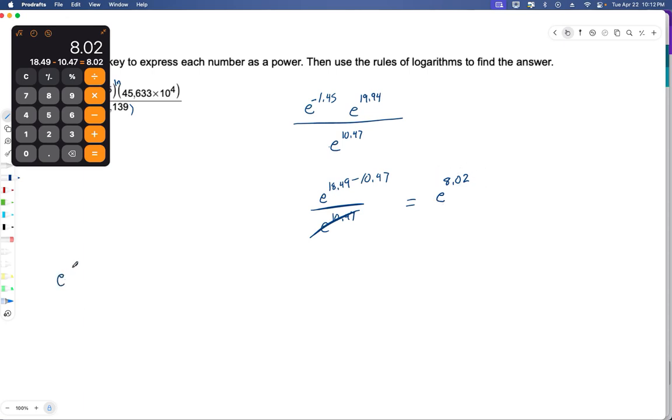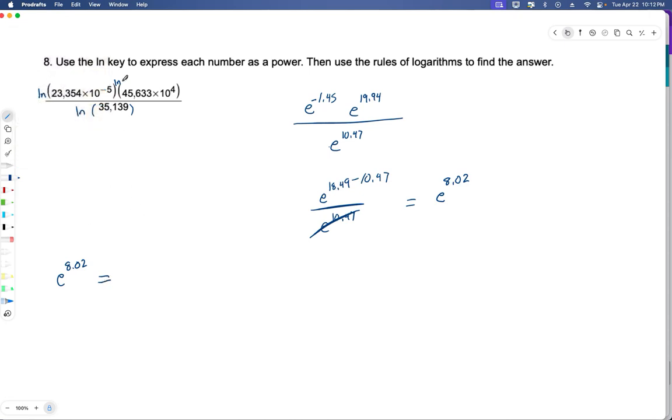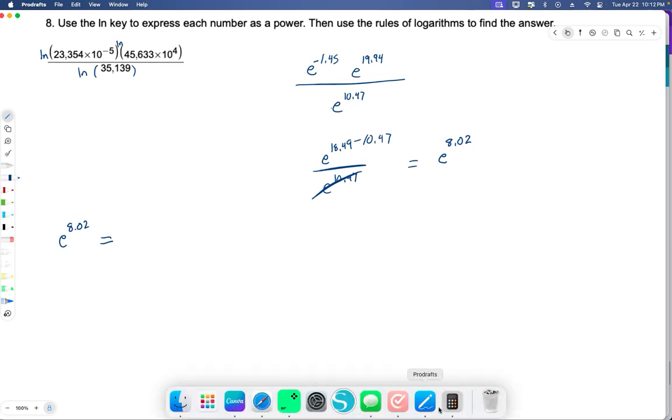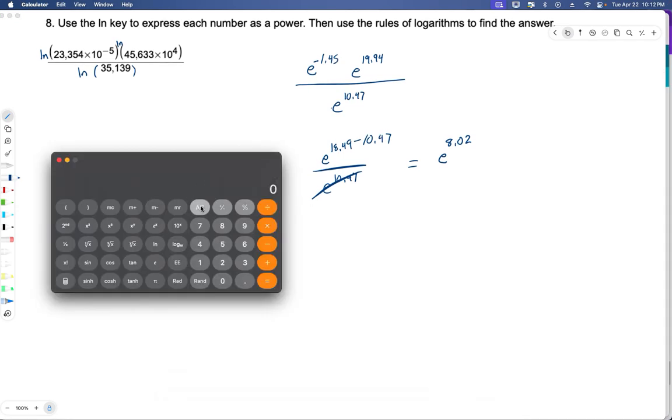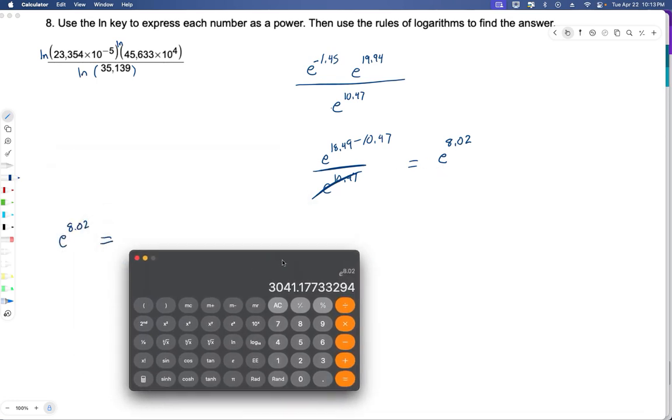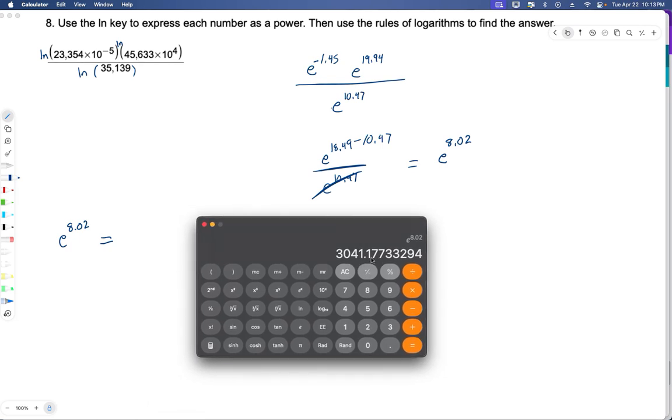So you're going to type e to the 8.02 is equal to, and I'm going to get my other calculator because it does a better job. All clear here. So e to the 8.02. That's what I'm doing. Equals. That's the number I'm looking for. I'm going to round this to 2 digits. This is going to be 18.